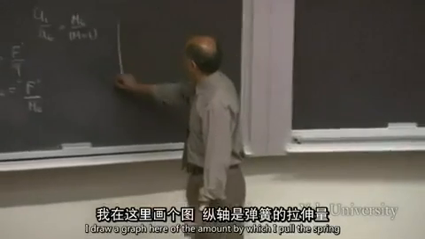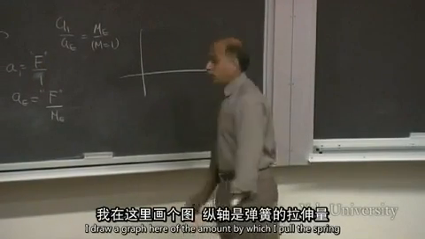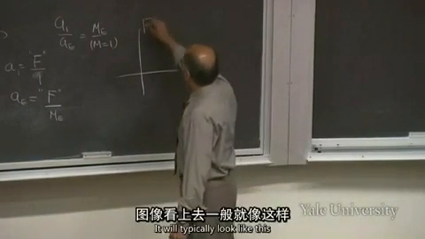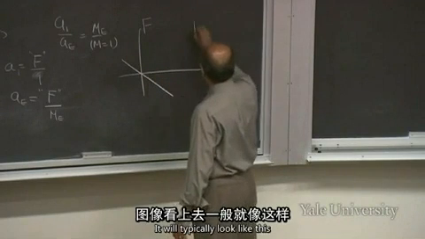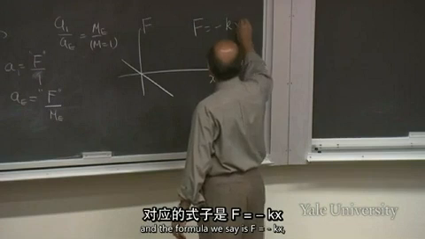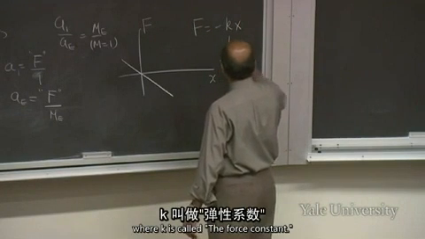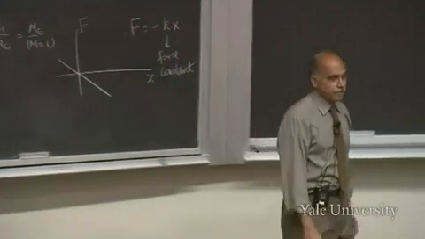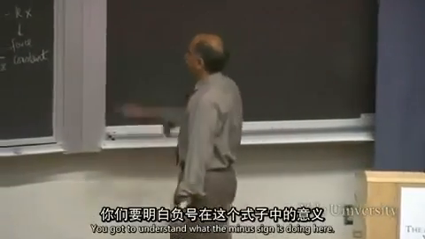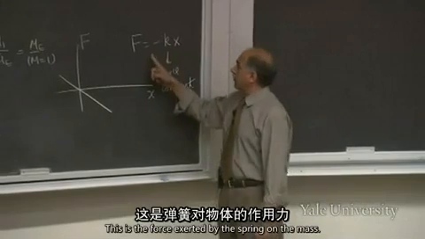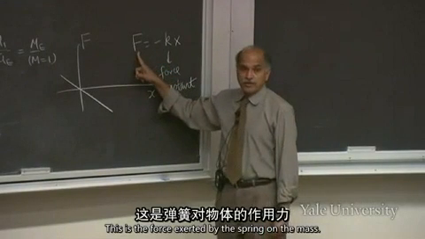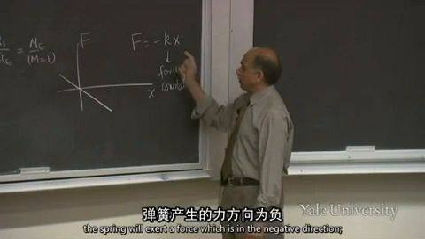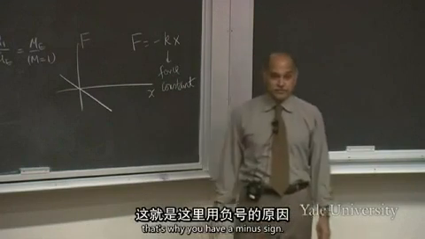I draw a graph here of the amount by which I pull the spring versus the force it exerts. And it will typically look like this, and the formula we say is F equals minus kx, where k is called the force constant. You got to understand what the minus sign is doing here. This is the force exerted by the spring on the mass. It says if you pull it to the right, so that x is positive, the spring will exert a force which is in the negative direction. That's why you have a minus sign.